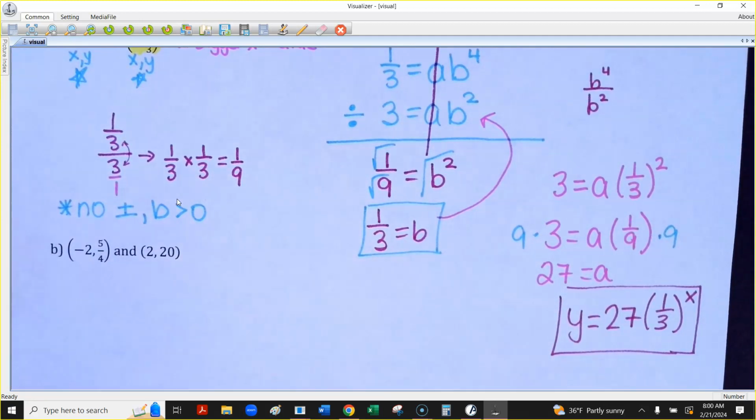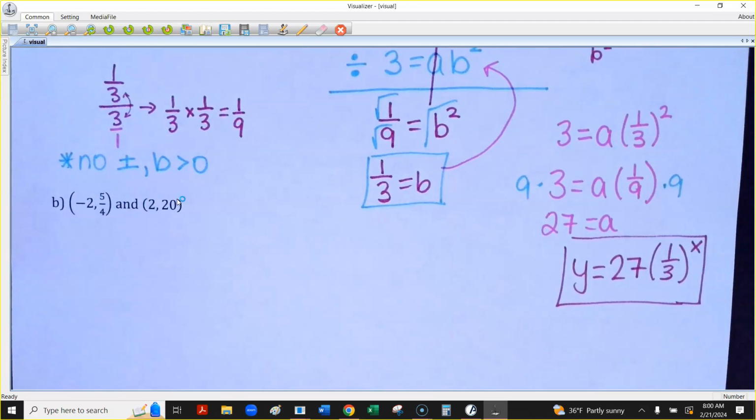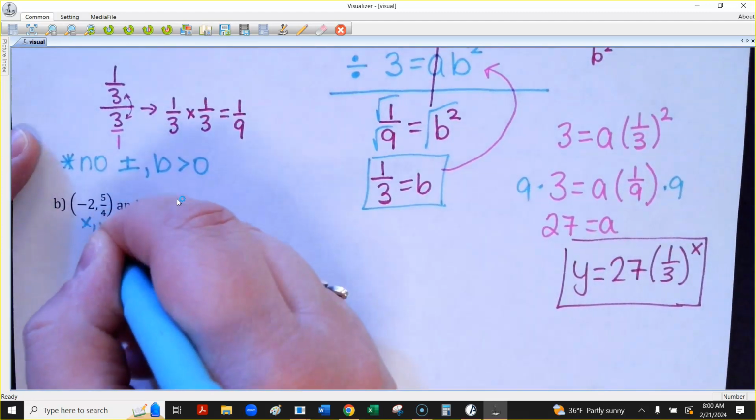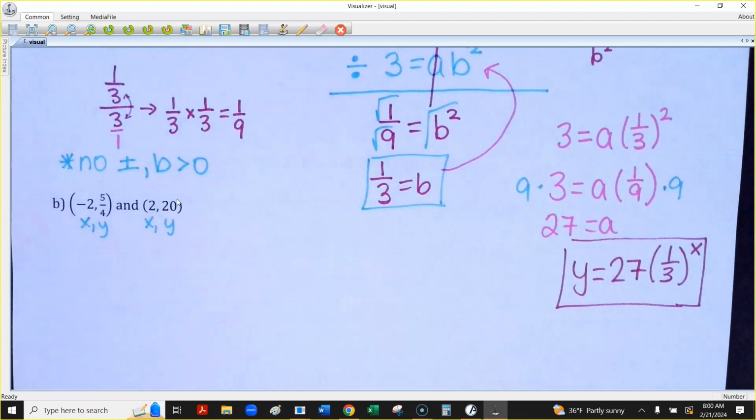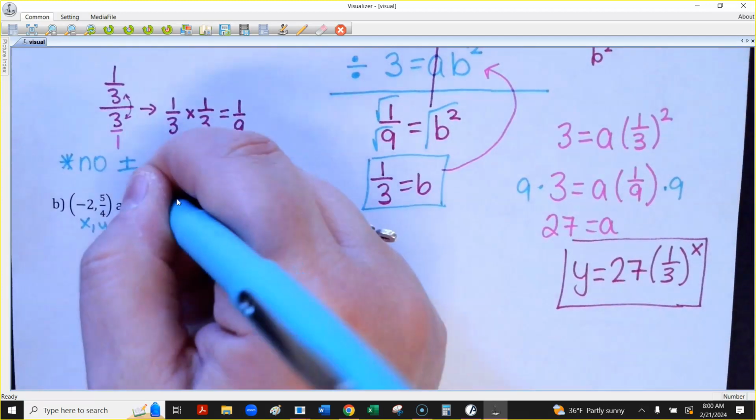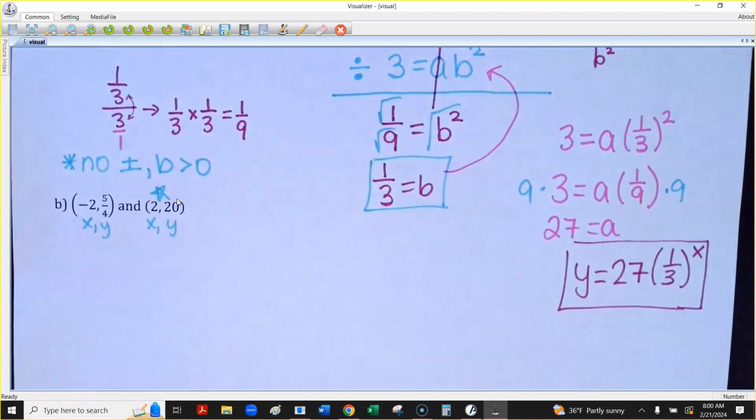This has a negative exponent. All right, so you got 2 points, and we're just going to do this y equals ab to the x. And just start, I promise it'll make it easier to work with. Whichever point has the bigger x value, so 2 is bigger than -2, I'm going to start with that one.